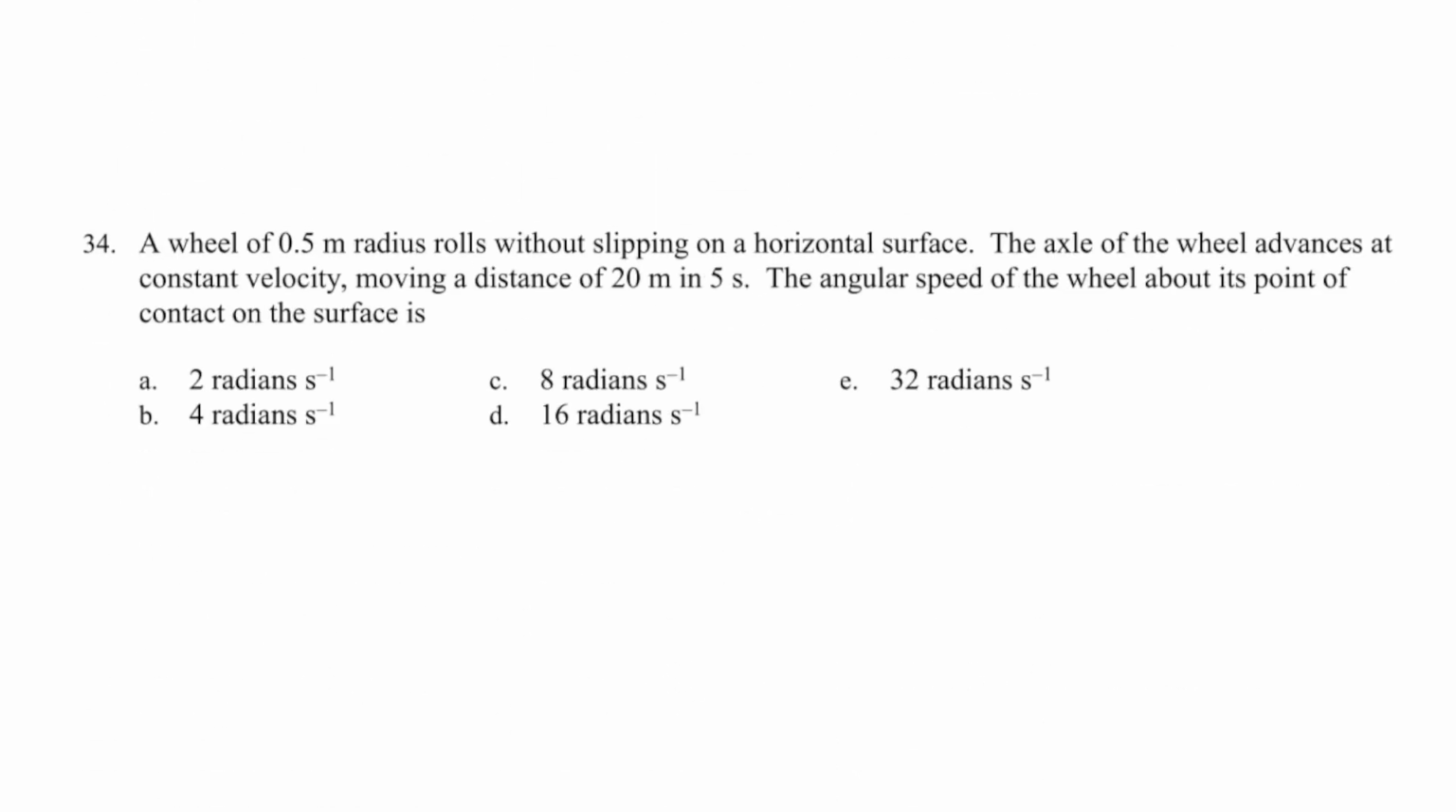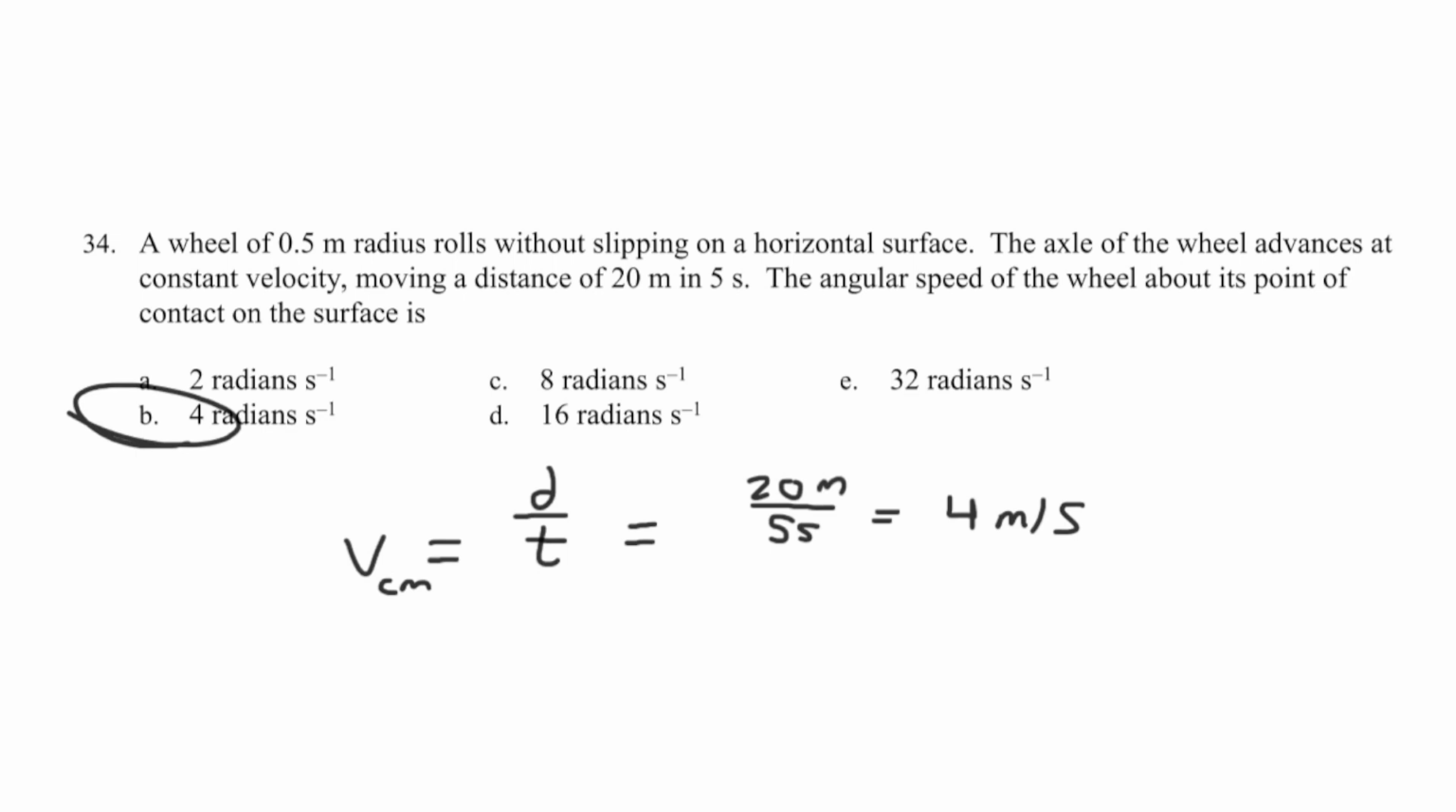A wheel of radius 0.5 meters rolls without slipping. It moves 20 meters in 5 seconds. Find the angular speed. Well, it says it's moving at constant speed, so v of the center of mass is just d over t, which is 20 meters over 5 seconds, which is 4 meters per second. So it's B. No, wrong. We want the angular speed.